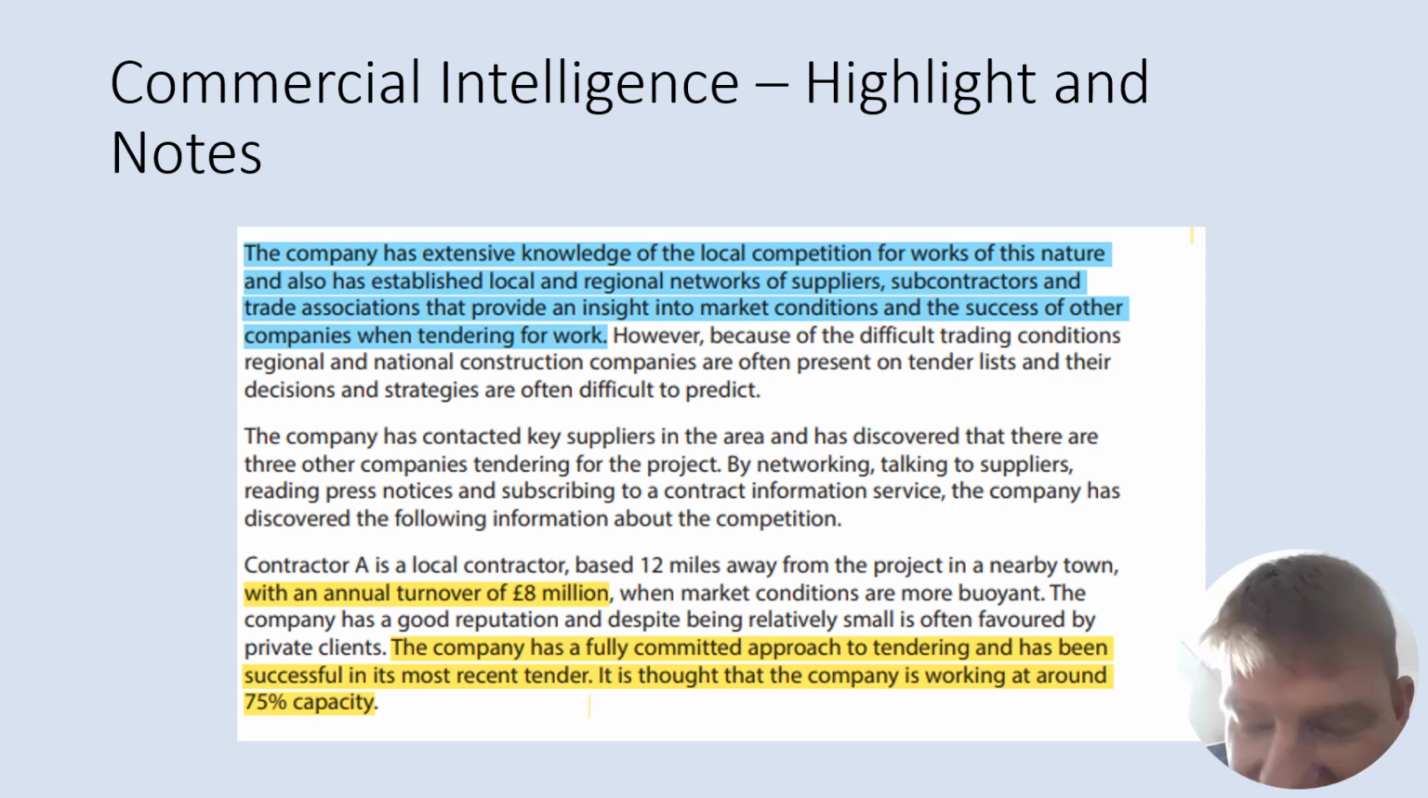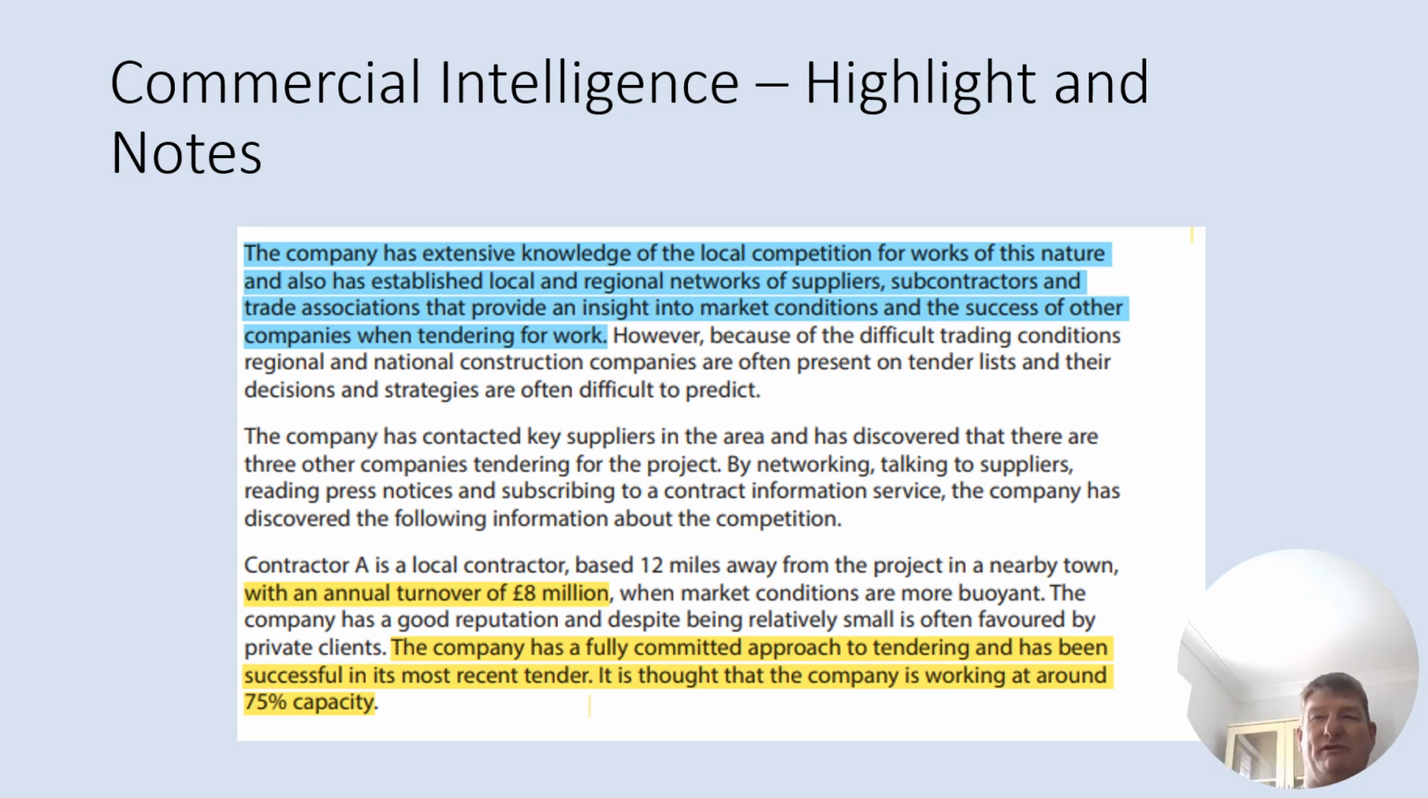The company has contacted its network of suppliers in the area, and it's found out that there are 3 other companies, Company A, Company B, and Company C. Those are your competitor companies. They're also bidding for this particular contract. One of them is local, the other 2 are national and regional. The local one is probably the one that may want the work more than anybody else. The reason being is that it's only at 75% capacity at the moment, unlike you, which is at 90% capacity.